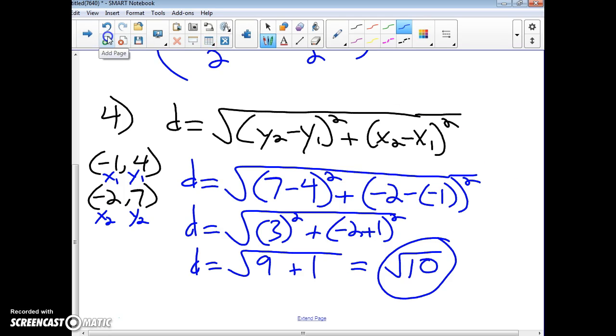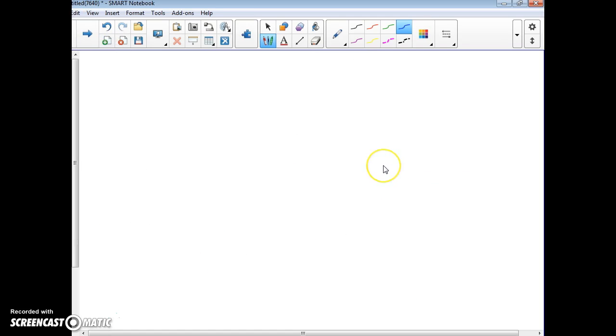Number 5, the next one on that one is A. All right, so number 5 is A. Remember, collinear means points on the same line. Number 6.